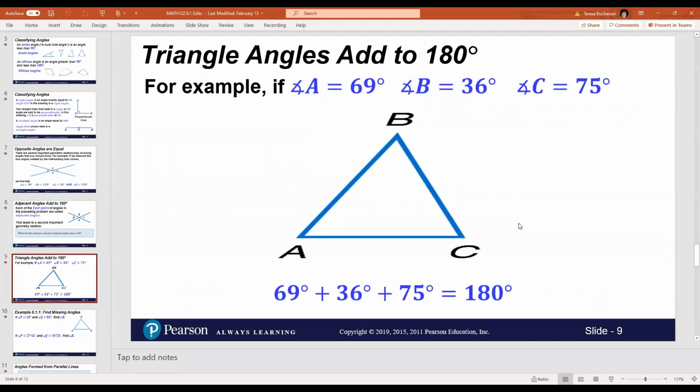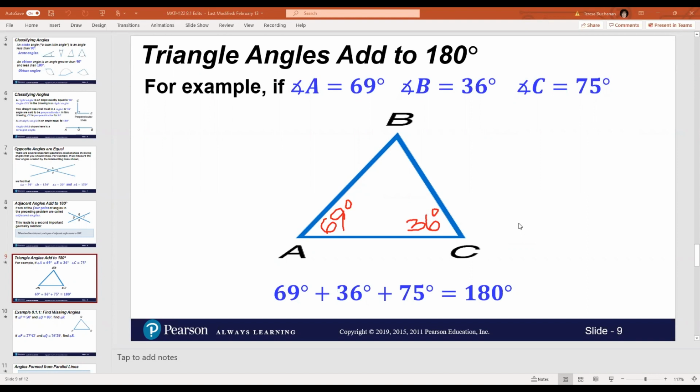Furthermore, all triangles contain 180 degrees, which says that if I know two angles in a triangle, if I happen to know that one is 69, for example, and maybe I know that one is 36, this is not necessarily to scale. One is 36.